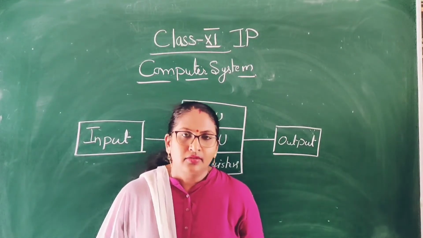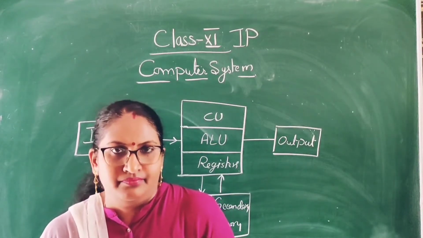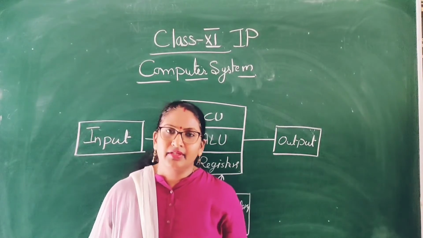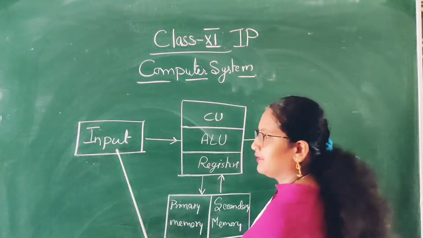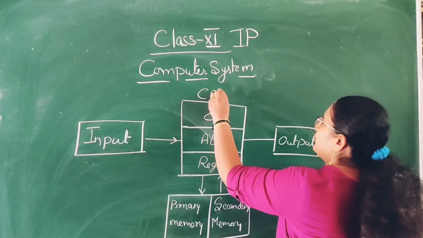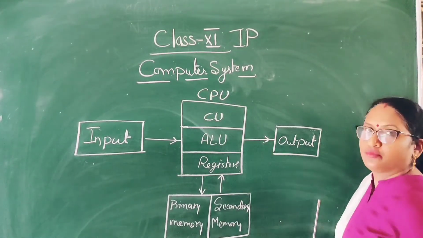Your computer system has a CPU. What are the basic components of a computer device? One, the input, right? Next, your CPU, and then you will get the desired output.